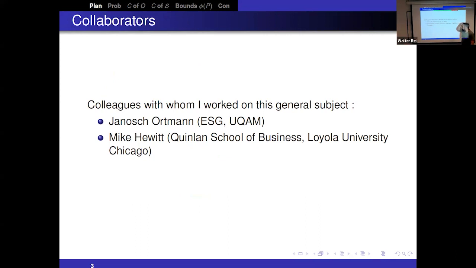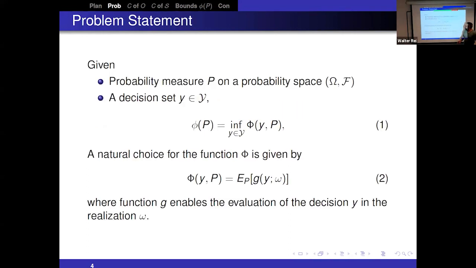Okay, so this specific piece of work was done in collaboration. I'm just mentioning here the two colleagues with whom I collaborated on this project, right? Janos Schaffman, who is one of my colleagues at ESG-UQAM, and Mike Hewitt, maybe some of you know him, from Loyola University.